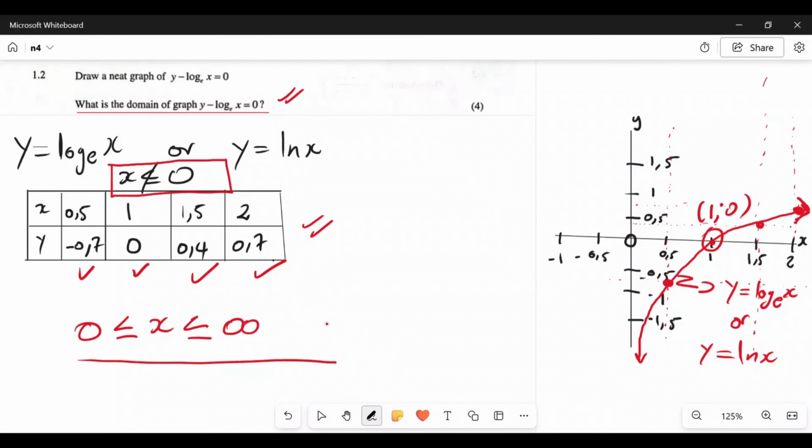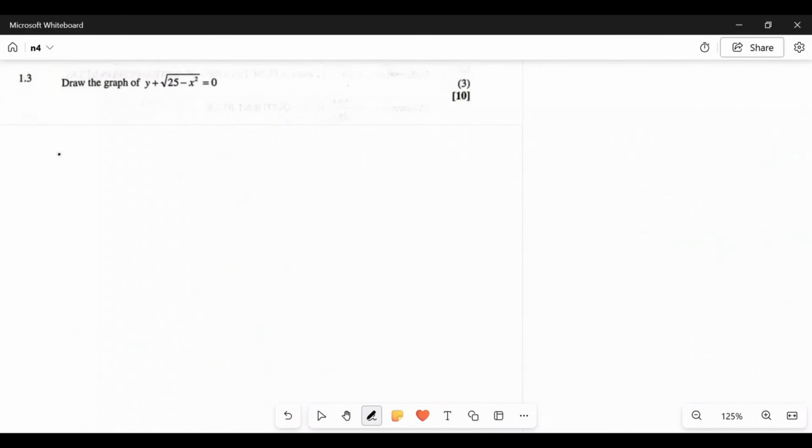We are done with 1.2. Let's go and do the other question, which is 1.3. So the question goes like this. Draw the graph of y plus root of 25 minus x squared equals 0. Now this graph, guys, needs us to simplify it. Let's make y the subject of the formula so that we are able to draw this graph. If we make y the subject of the formula, you're going to have y equals negative root of 25 minus x squared.